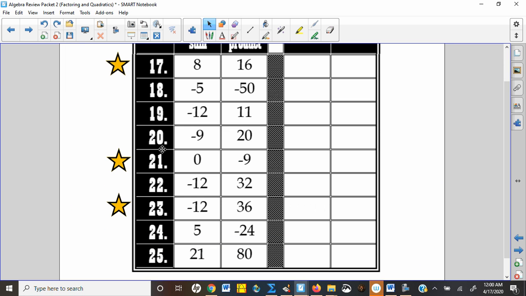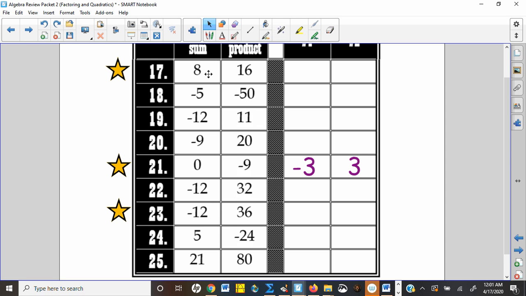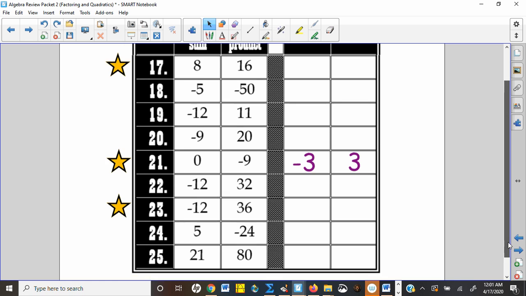The only other one that was really special in here was 21. Notice the sum is 0. Well, the only way you can add and get a 0 is if you're adding opposites. But look at the negative 9. The negative 9 is a perfect square. Not the negative part, but the 9 part. So how about 3 times negative 3, right? Now think about that. x minus 3, x plus 3. That would give us difference of squares. So these are perfect square binomials. 23 and 17, and 21 is what we would call difference of squares.